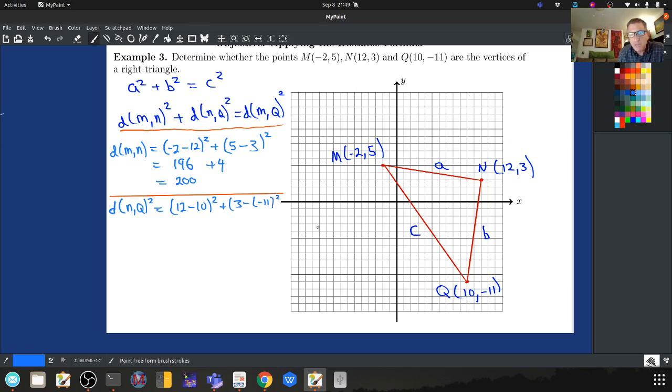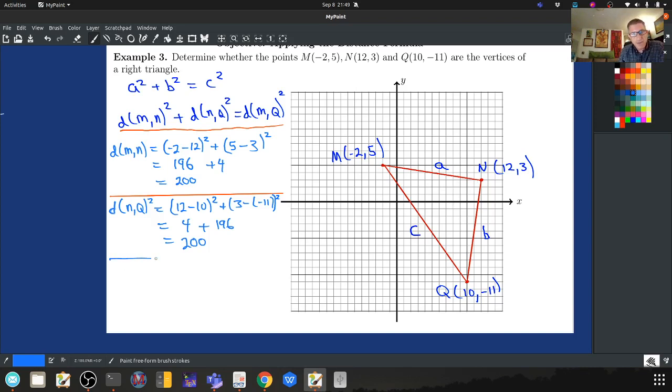One of the biggest problems here is that you'll see minus 11 there, and this already has a negative in it, and you'll want to go off the existing negative, and you can't do that. So 12 minus 10 is 2, and 2 squared is 4. 3 minus a minus 11 is 3 plus 11, which is 14, and 14 squared is 196. Oh, so the distances are the same. So whatever this is, it's going to be an isosceles triangle.